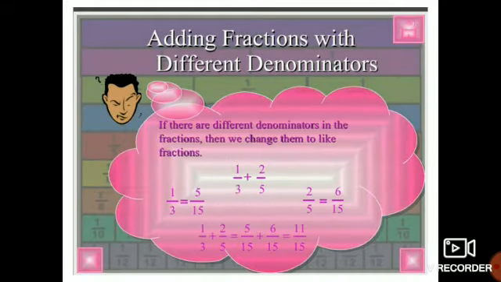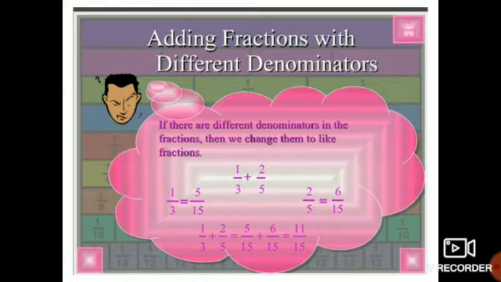Now students, I'll be explaining you adding fractions with different denominators. If there are different denominators in fractions, then we have to change them to like fractions. And how can we change them to like fractions? We can change the fractions which are unlike to like, by making their denominators same. And how can we make the denominators same? By finding out the LCM of the denominators. After getting the LCM, we have to make both the denominators equals to the LCM. So I'll explain you this whole thing with the help of one example.